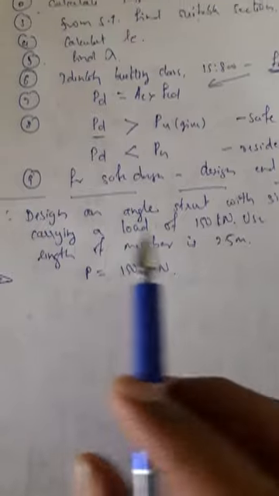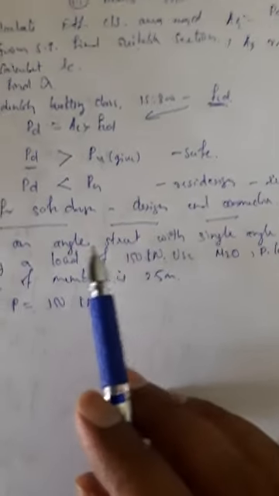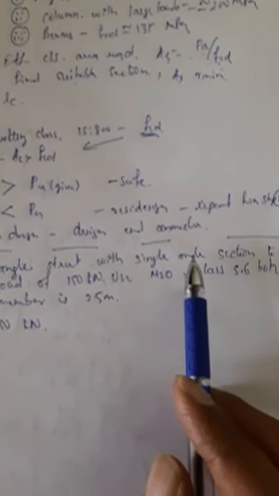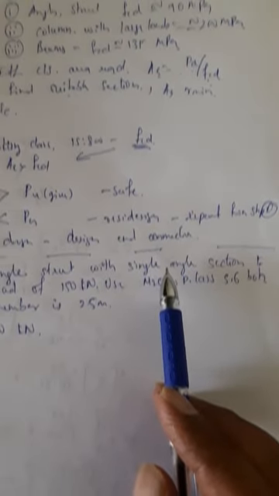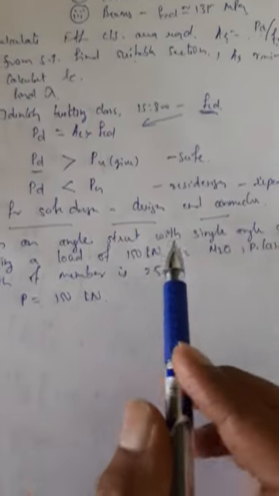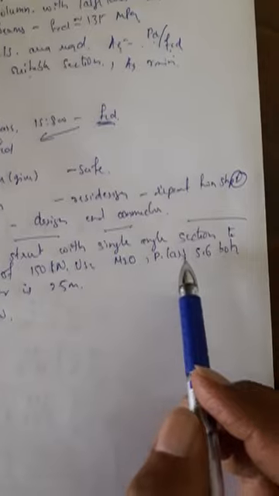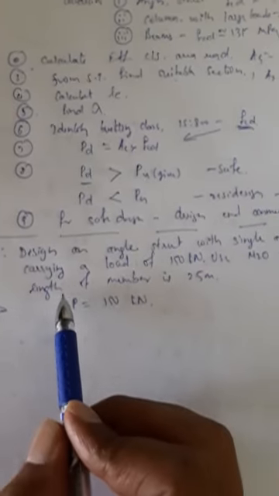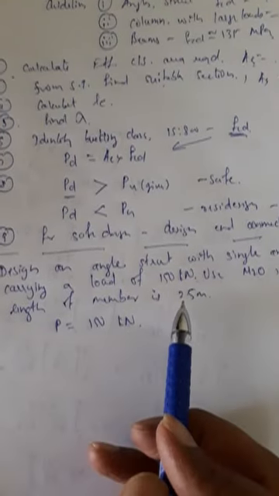Let us note down one design problem. Design an angle strut. Strut is the inclined member of a truss. Design an angle strut with single angle. So these conditions are very important. If they specify, you have to design for I section or angle section or whatever required. Single angle section to carry a load of 150 kilonewtons. Use M20 property class 5.6 bolts. 5.6 means normal bolts. Length of the member is 2.5 meters.